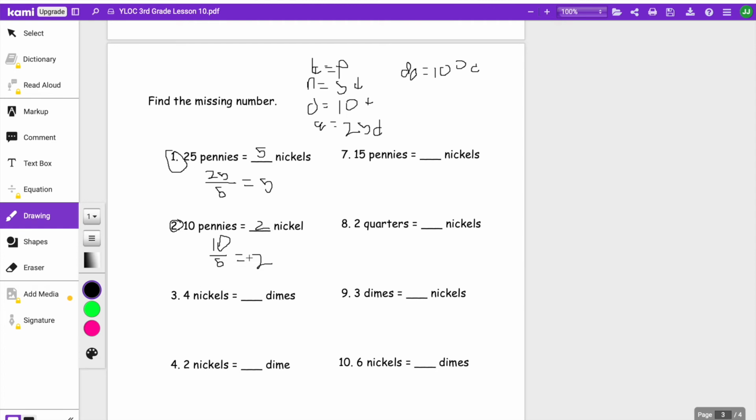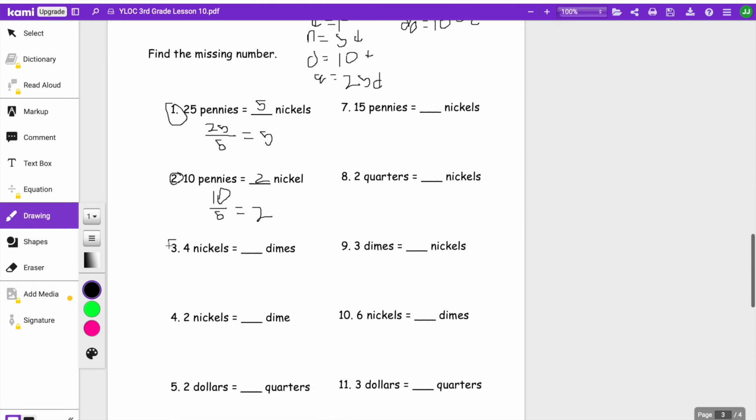We'll move on to number 3. 4 nickels is equal to how many dimes? Well, 4 nickels is equal to 4 times 5, which is 20. And then 1 dime is equal to 10 cents, so 20 divided by 10 is equal to 2. So 4 nickels is equal to 2 dimes.